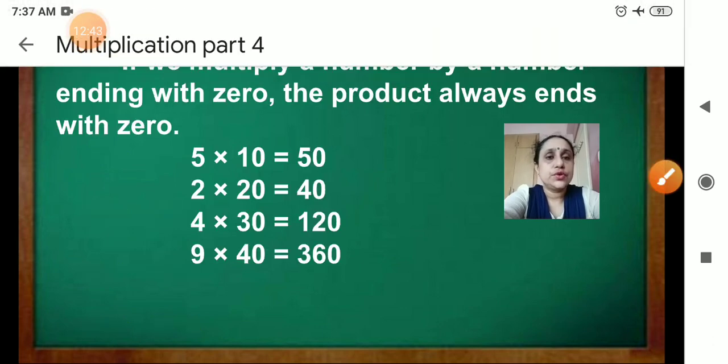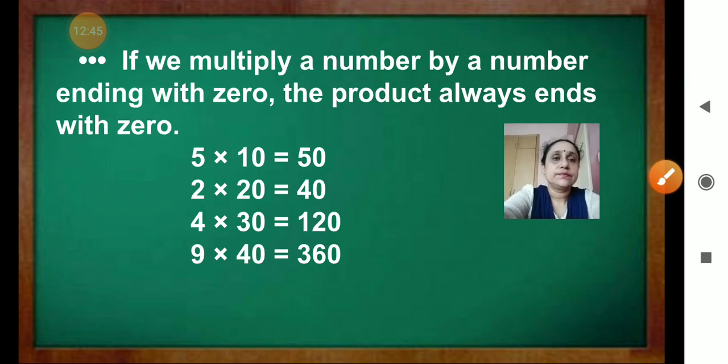Now I will show you the answers properly. See. If we multiply a number by a number ending with 0, the product always ends with 0. So have a look at the same numbers which I have explained to you. Okay.